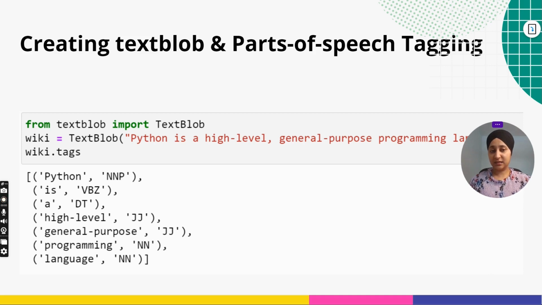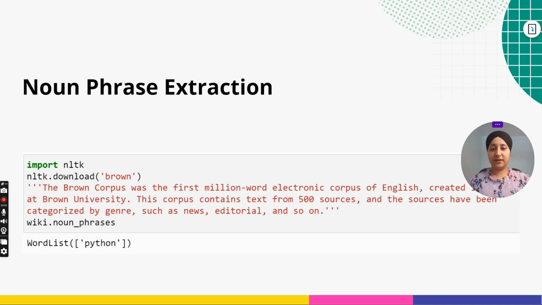Now tags is used to tag every word with some tag, right? So Python is a noun phrase, is a verb, a is a determiner, high-level is adjective, JJ is used to represent adjective, general-purpose is JJ, that is adjective again, programming is noun, language is noun. So Python, it is NNP because this is a proper noun. Right, so noun phrase extraction.